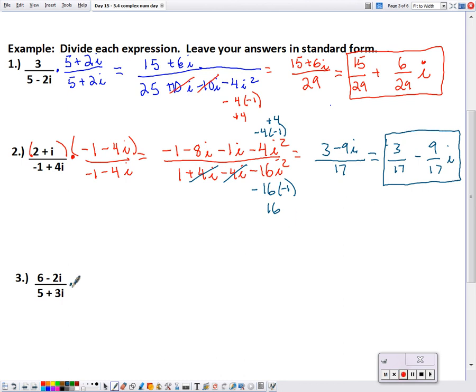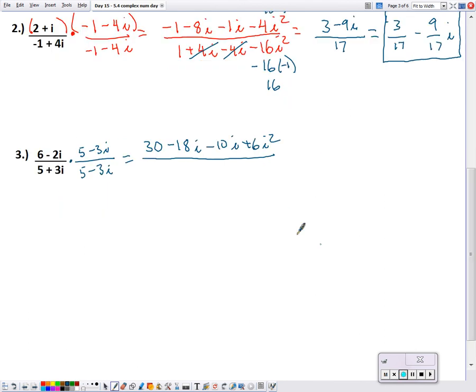Okay, for number 3, our denominator is 5 plus 3i, so we're going to multiply by 5 minus 3i over 5 minus 3i. The numerator is going to give us 30. Outside will be minus 18i. Inside will be minus 10i. Last will be plus 6i squared. In the denominator, we're going to have 25 minus 15i plus 15i minus 9i squared.